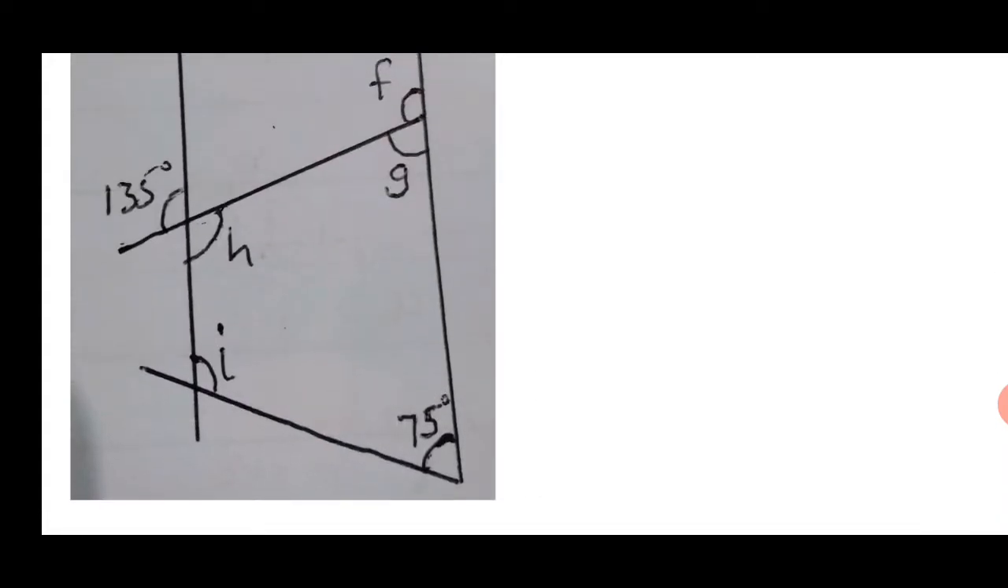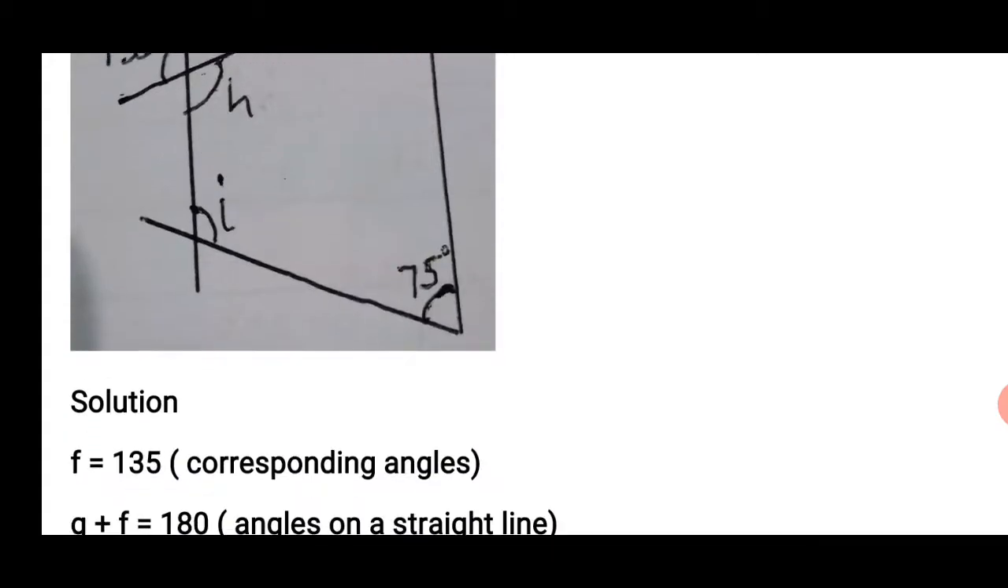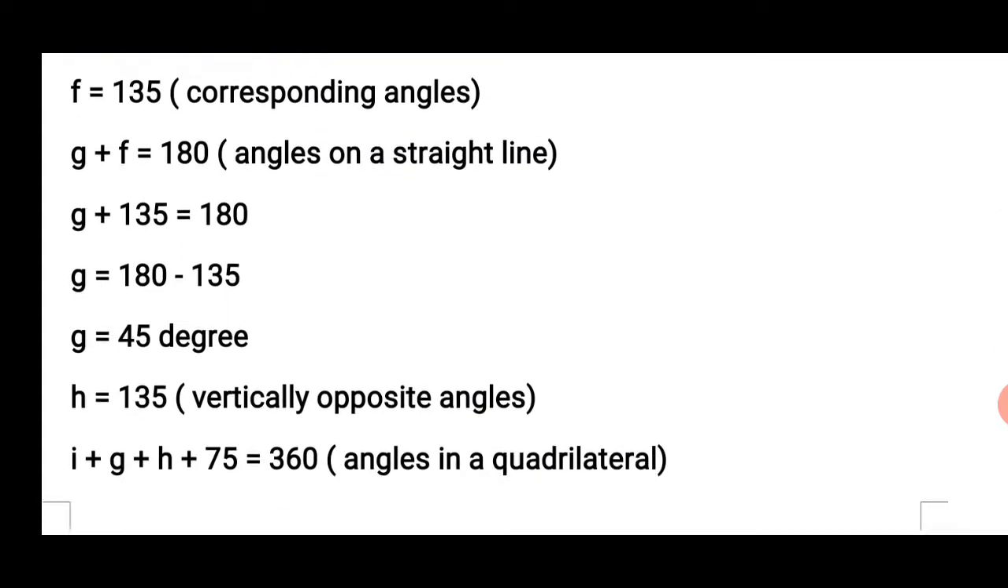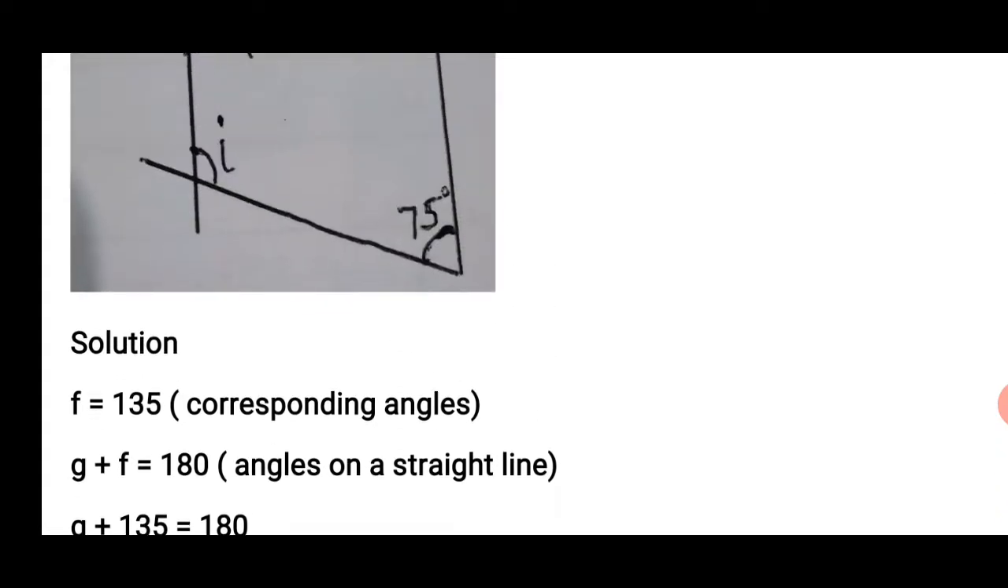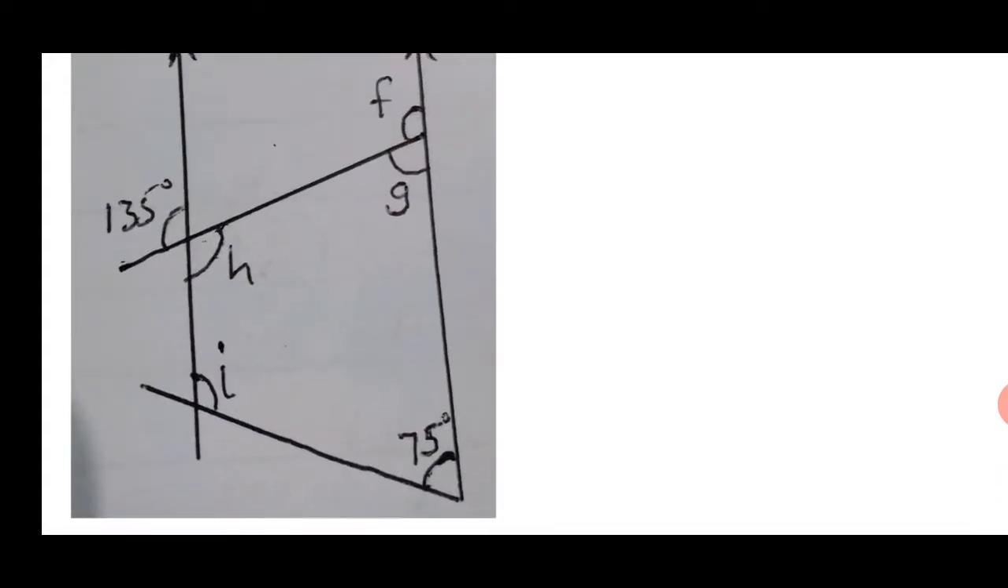Already we have this angle 135 degrees. The relation between H and 135 is vertical. They are vertically opposite angles. And we have known that vertically opposite angles are equal to each other. We just go straight and say that H is equal to 135 degrees. Then we put our reason inside the bracket. Vertically opposite angles are equal. H is 135 degrees. Then we are left with angle I.